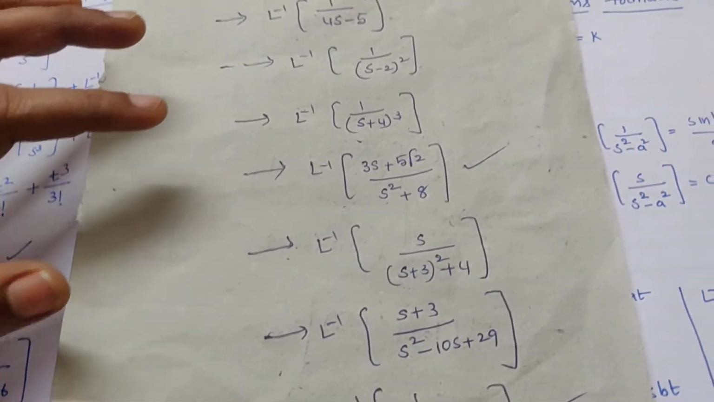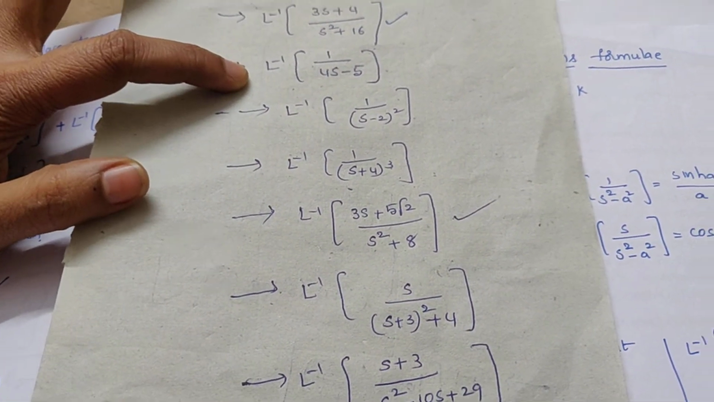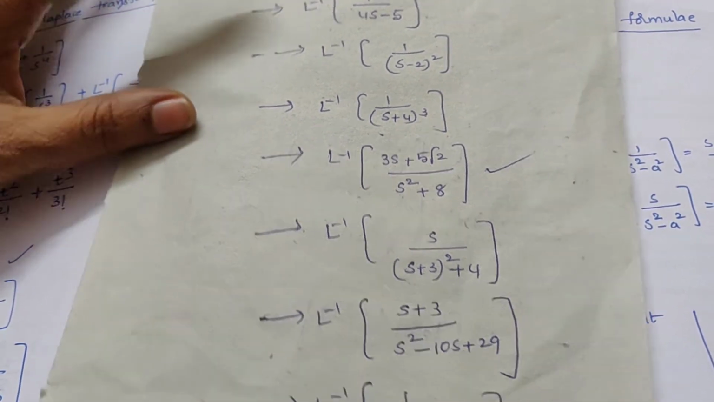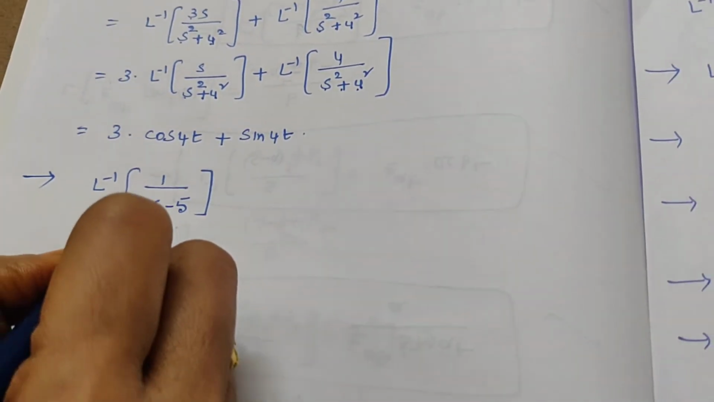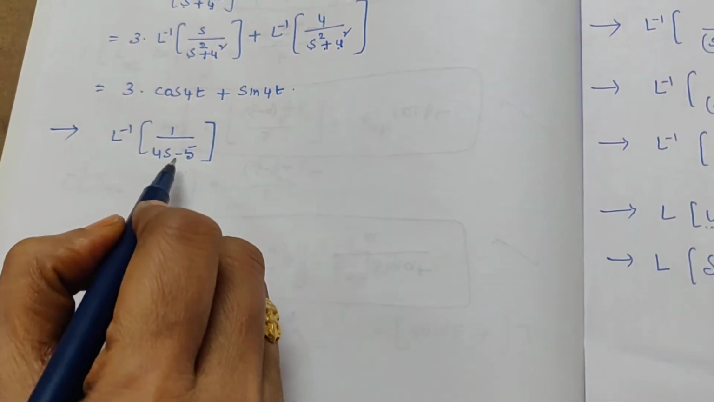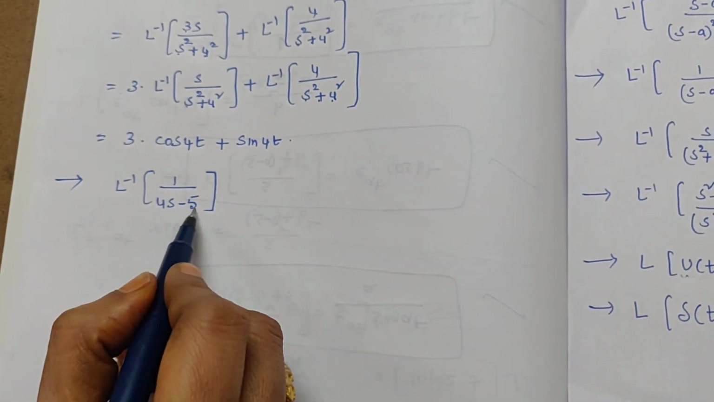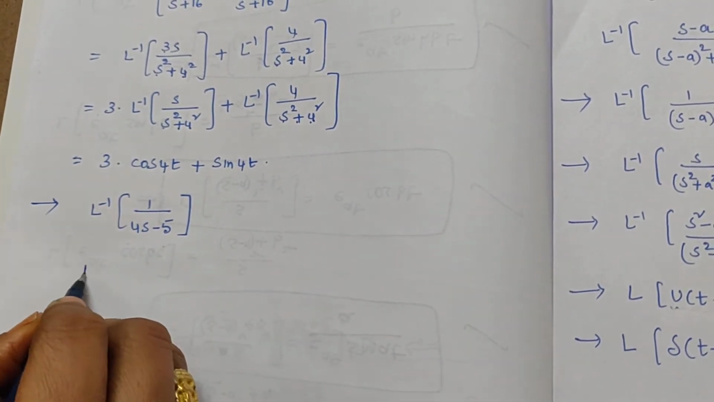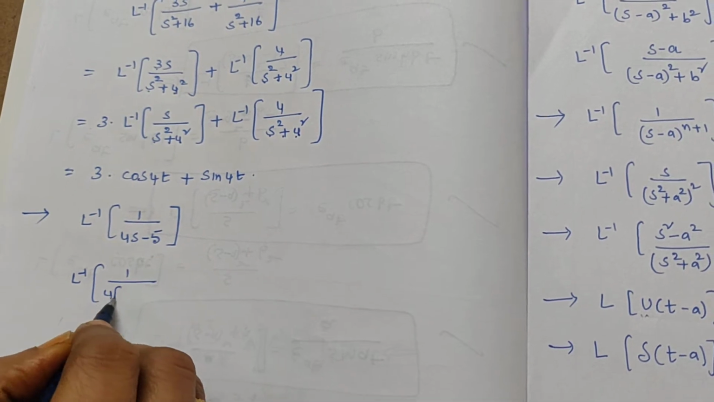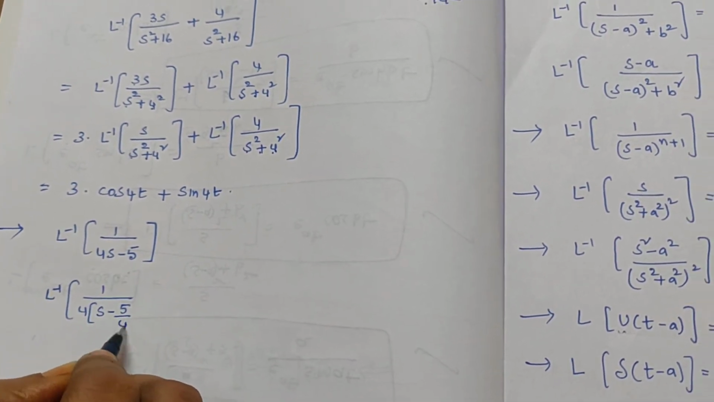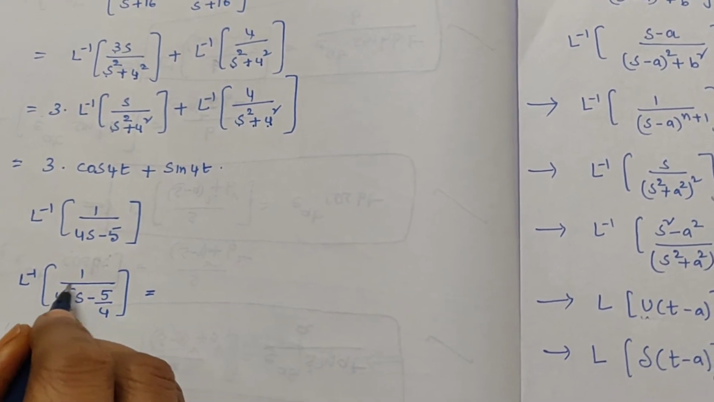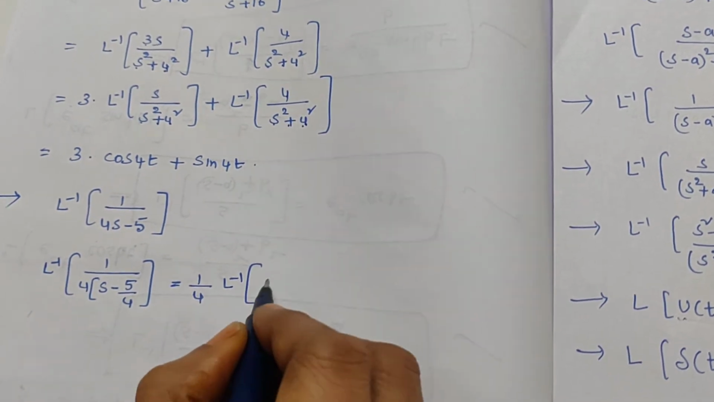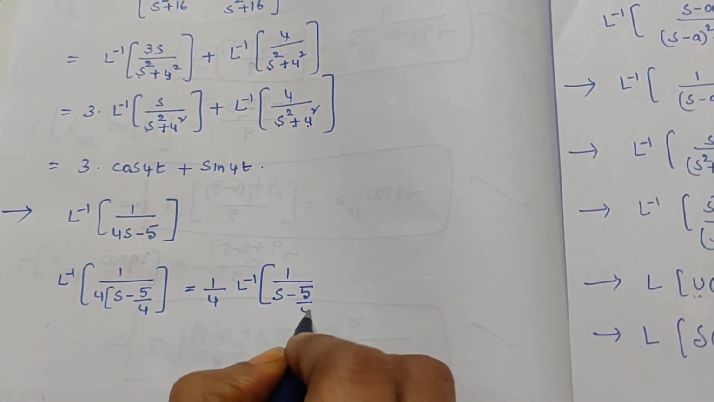The next problem is find L inverse of 1 by 4s minus 5. Here we are observing s minus a, but the coefficient of s is extra, so try to remove that. If we take 4 common, we get s minus 5 by 4. From linear property you may write 1 by 4 outside of L inverse. So 1 by 4 into L inverse of 1 by s minus 5 by 4.